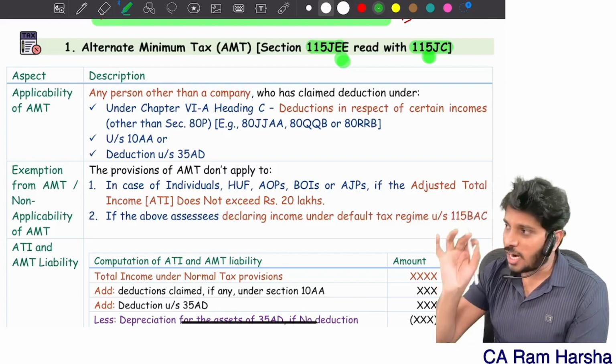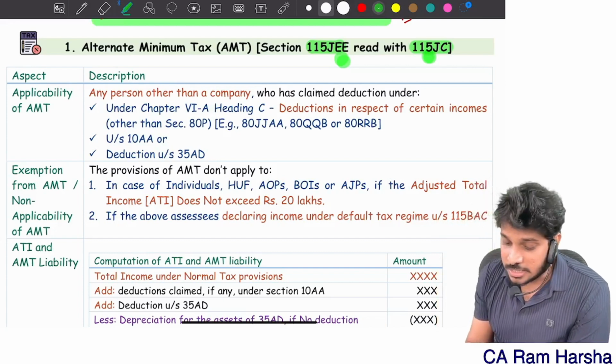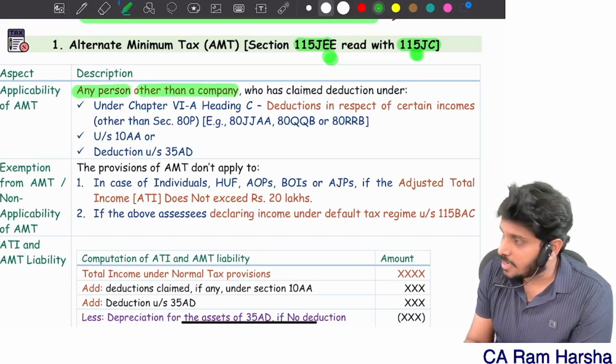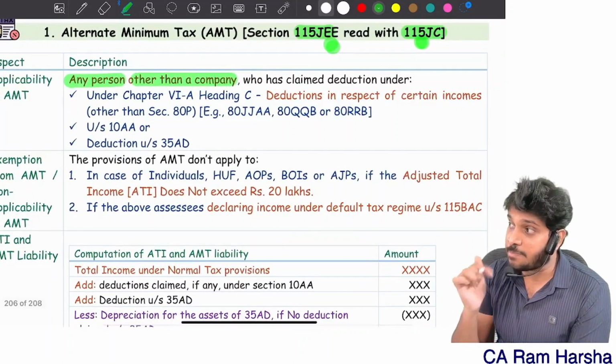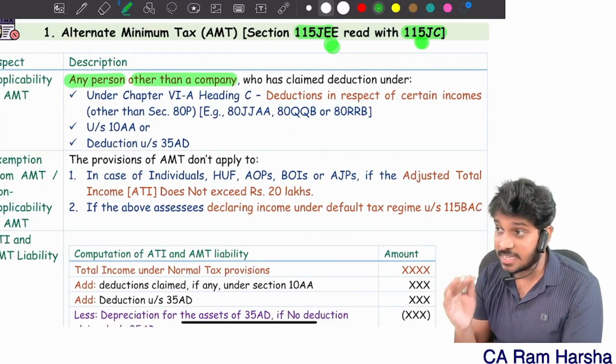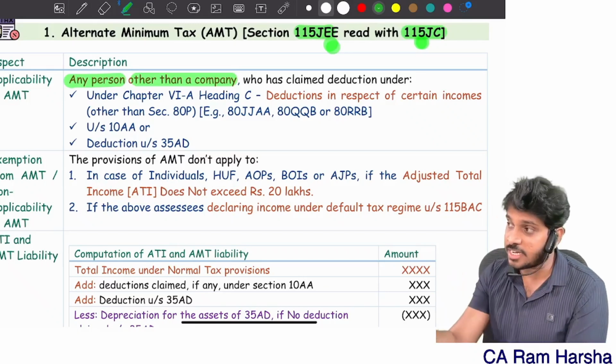Now, what are these sections saying? Suppose any person other than a company, because for companies, for MAT, there is another provision, 115JB. For company, there is another section called 115JB, which is not in our CA Inter syllabus.